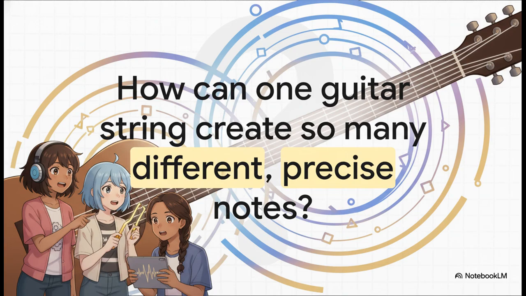Think about a guitar. You've got one single string, right? But from that one wire, a musician can pull out this huge range of distinct, perfect notes. How in the world does that work? It's not magic, it's physics. And by the time we're done here, you are going to understand exactly how it happens.